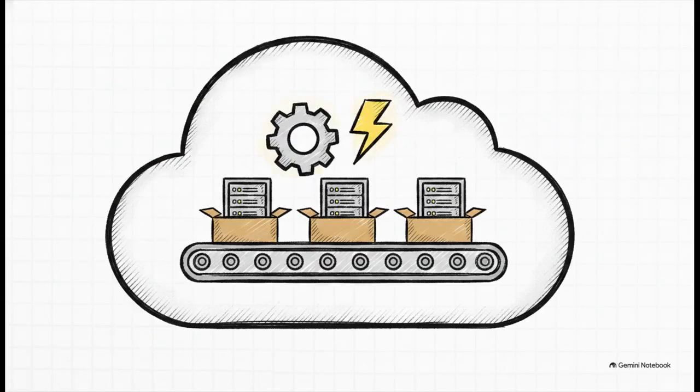Next up on our tour is EC2, which stands for Elastic Compute Cloud. When you need raw computing power, this is your go-to. EC2 allows you to rent genuine virtual computing servers.